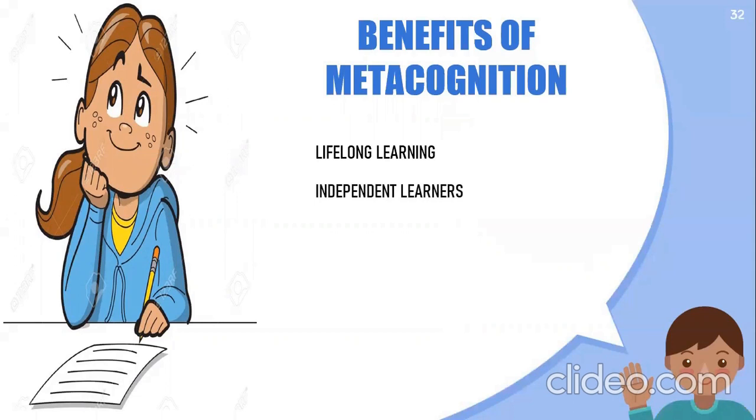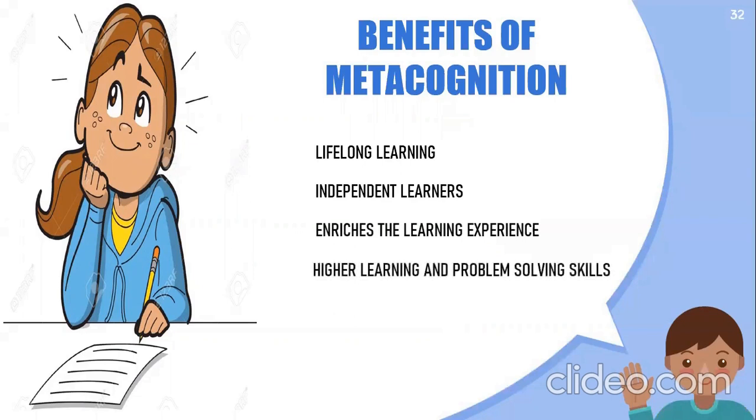Then independent learners. When we are learning on our own, we could become independent learners. That self-learning or self-assessment leads us to independent learning. And that is required at the moment, because when we become independent learners, we also start thinking about what we are doing, what we are writing, how we are performing the task. So then it enriches the learning experience, and it is also a higher order learning skill. And we become very efficient at problem solving skills.